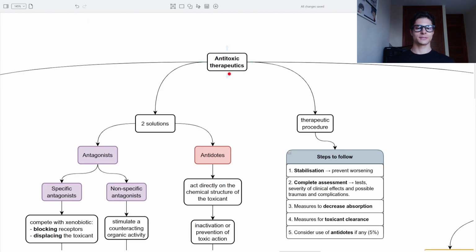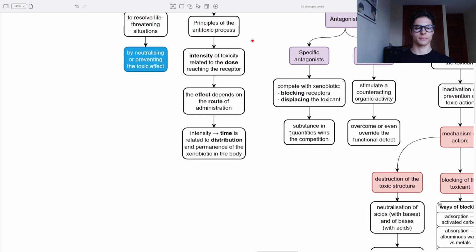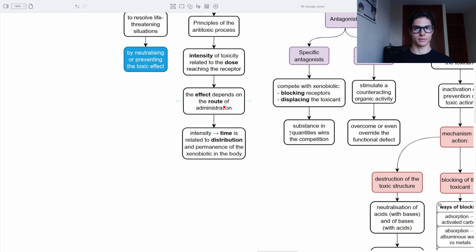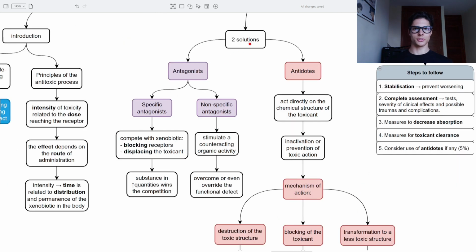Now let's talk about antitoxic therapeutics. As an introduction, we have to resolve life-threatening situations by neutralizing or preventing the toxic effect; we cannot let the effect happen. There are some principles of the antitoxic process, in which the intensity of the toxicity is related to the dose. Guess what? Paracelsus again. And the effect depends on the route of administration. It's not the same inhaled as oral. The intensity is determined by the relation between time and distribution, and also by the permanence of the xenobiotic in the body. So here we have two solutions: to use antagonists that will act on the receptor, or antidotes that will act on the toxic agent.